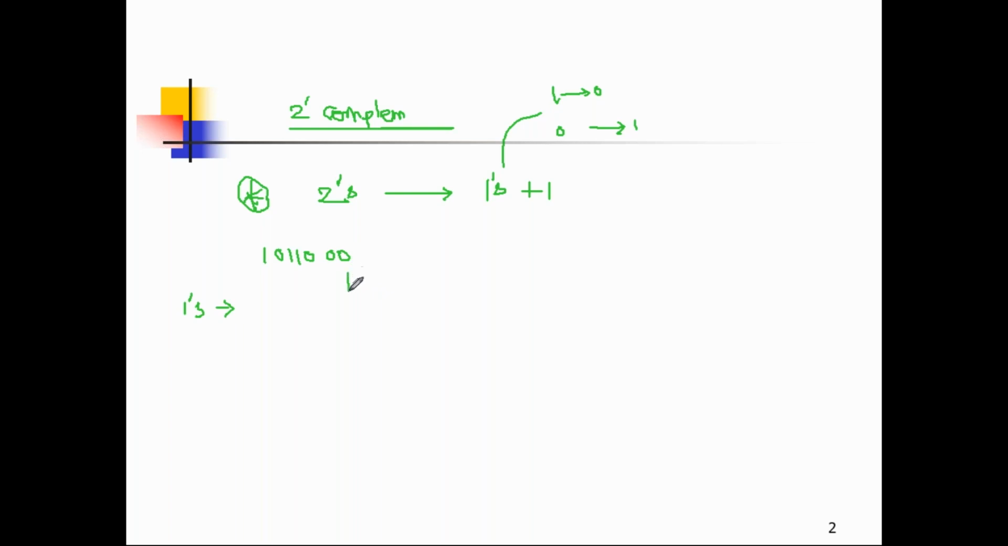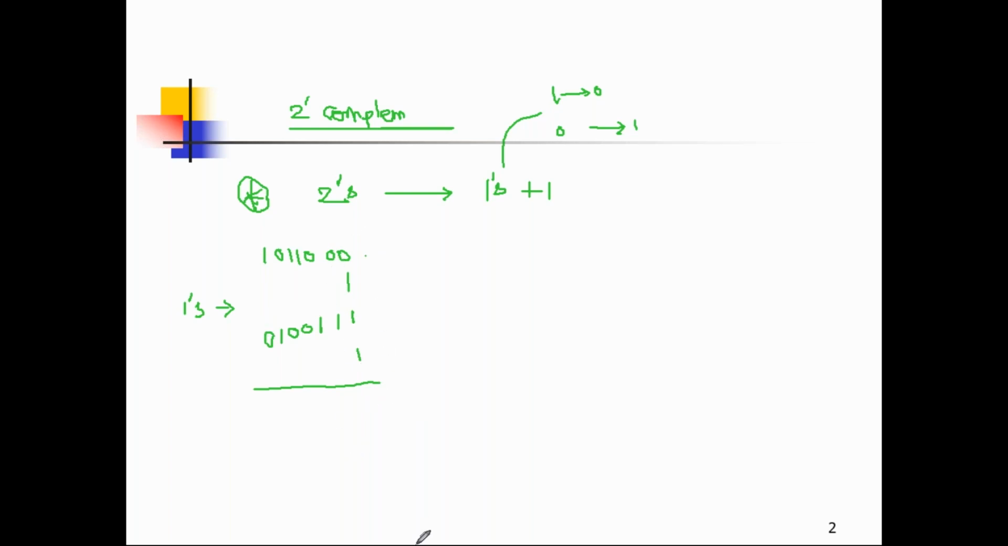So here 0 changes to 1, here 0 changing to 1, here also 0 changes to 1, here 1 changes to 0, here 1 changes to 0, here 1 changes to 0. The first step is over. One's complement is taken for the given number, then add 1 to the result of the one's complement.